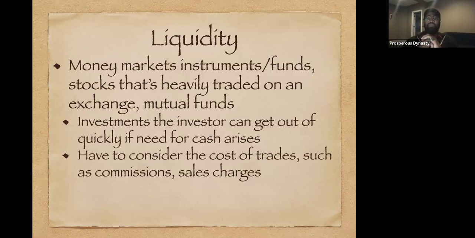So anytime you have a mutual fund, the instant you want to redeem it, the issuer can't say, no, we can't redeem it. They have to redeem it by law within 7 days, which makes mutual funds inherently super liquid. So that's what liquid means: get out of the investment quickly if a need for cash arises.